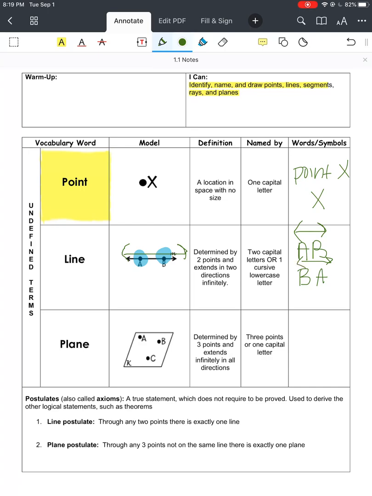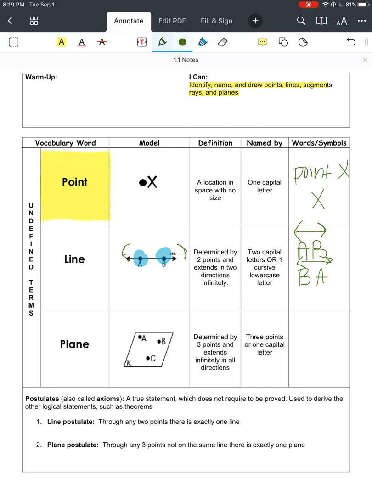Because these lines have arrows, that means that they go off infinitely in either direction. So you should ask yourself, can you take a ruler and measure the length of a line? The answer is no, you cannot, because it goes off forever and ever. It's impossible to actually measure the length of a line.